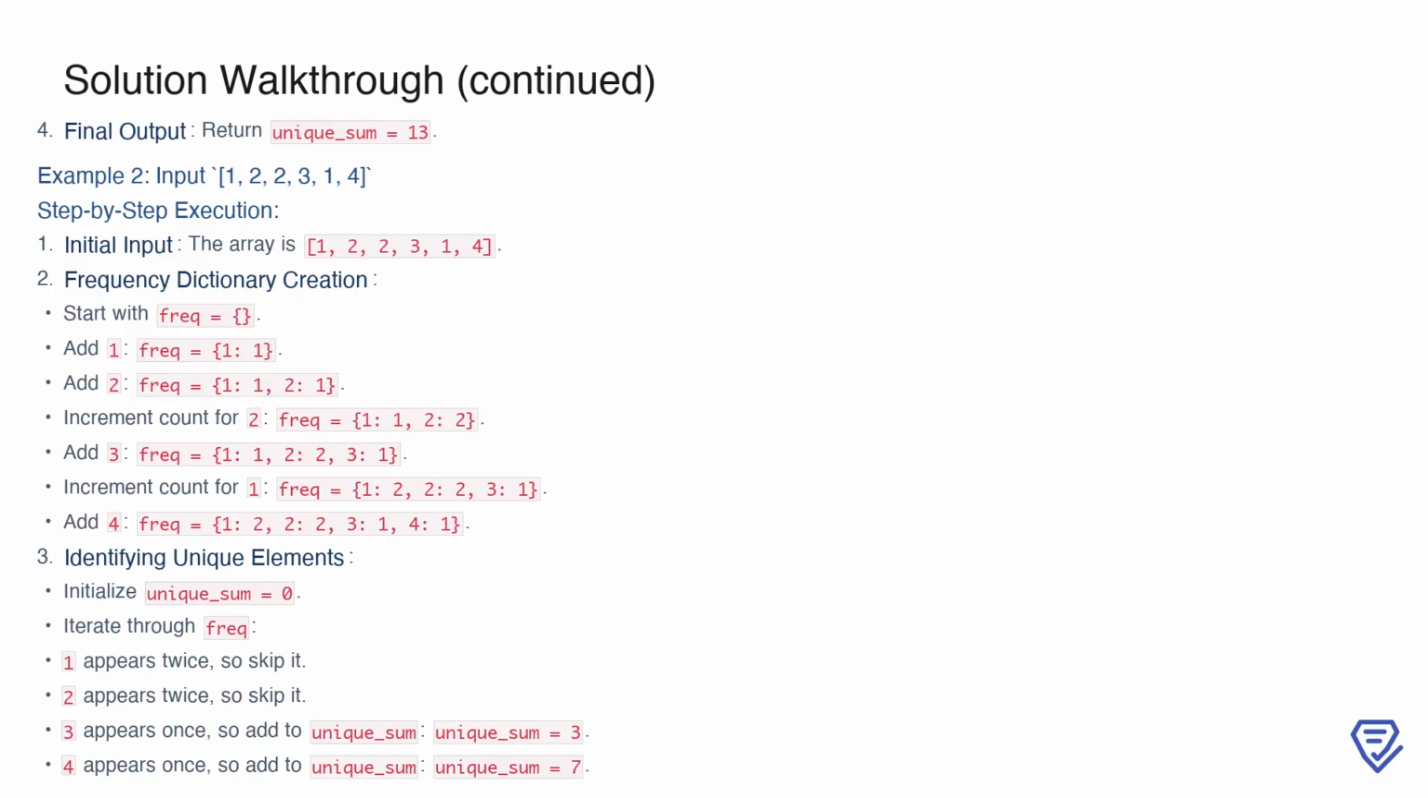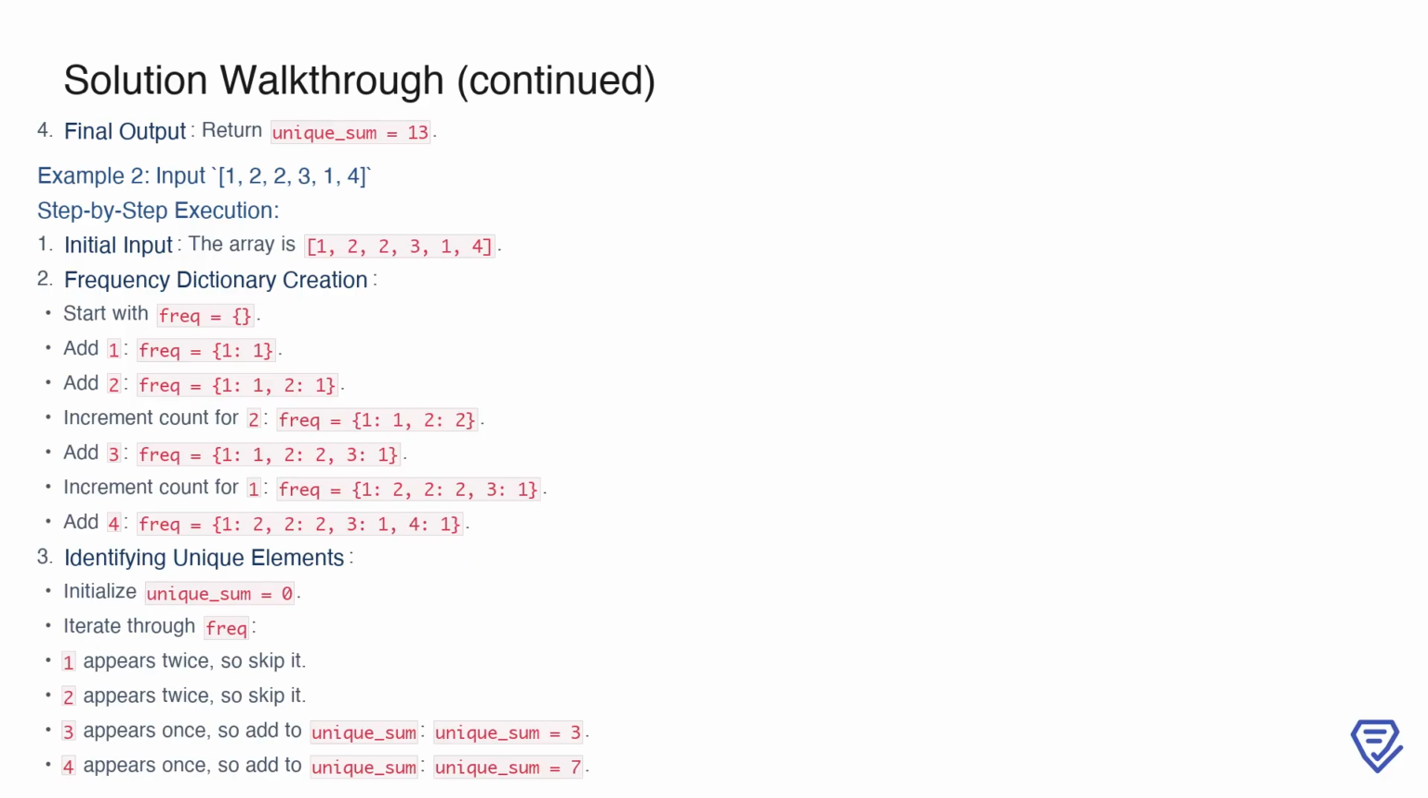Now, let's look at another input, 1, 2, 2, 3, 1, 4. As before, we begin by creating a frequency dictionary. Initially empty, we add 1, resulting in 1: 1, then add 2, updating it to 1: 1, 2: 1. When we encounter 2 again, we increment its count to 1: 1, 2: 2. Next, we add 3, giving 1: 1, 2: 2, 3: 1, and when we encounter 1 again, we increment its count to 1: 2, 2: 2, 3: 1.